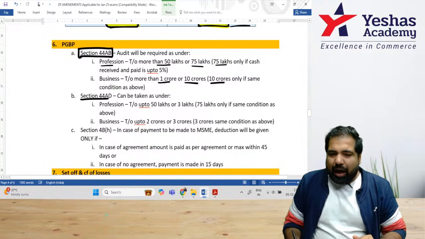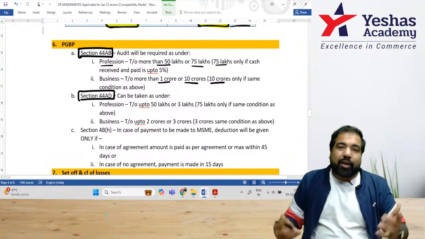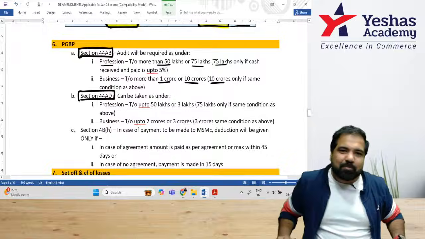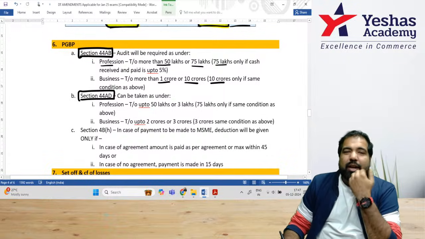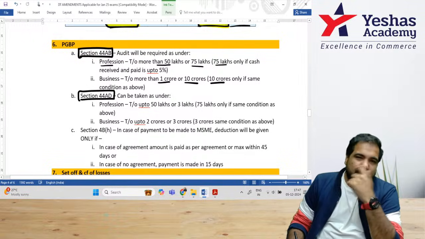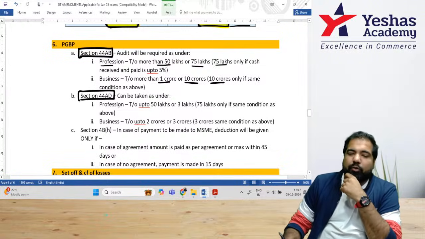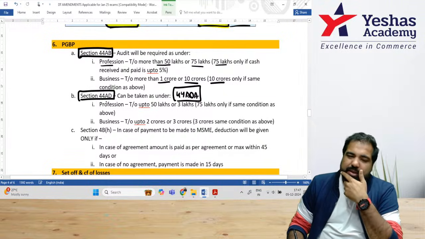Next, I don't want to go for audit. I don't want to do all the calculations. So the government says, welcome to the world of presumptive tax. They are allowing me presumptive taxation, and they say you can assume your profit to be 6 and 8%, which is 44AD. Here again, 44AD and 44ADA. I missed writing that. 44ADA is profession and 44AD is business.